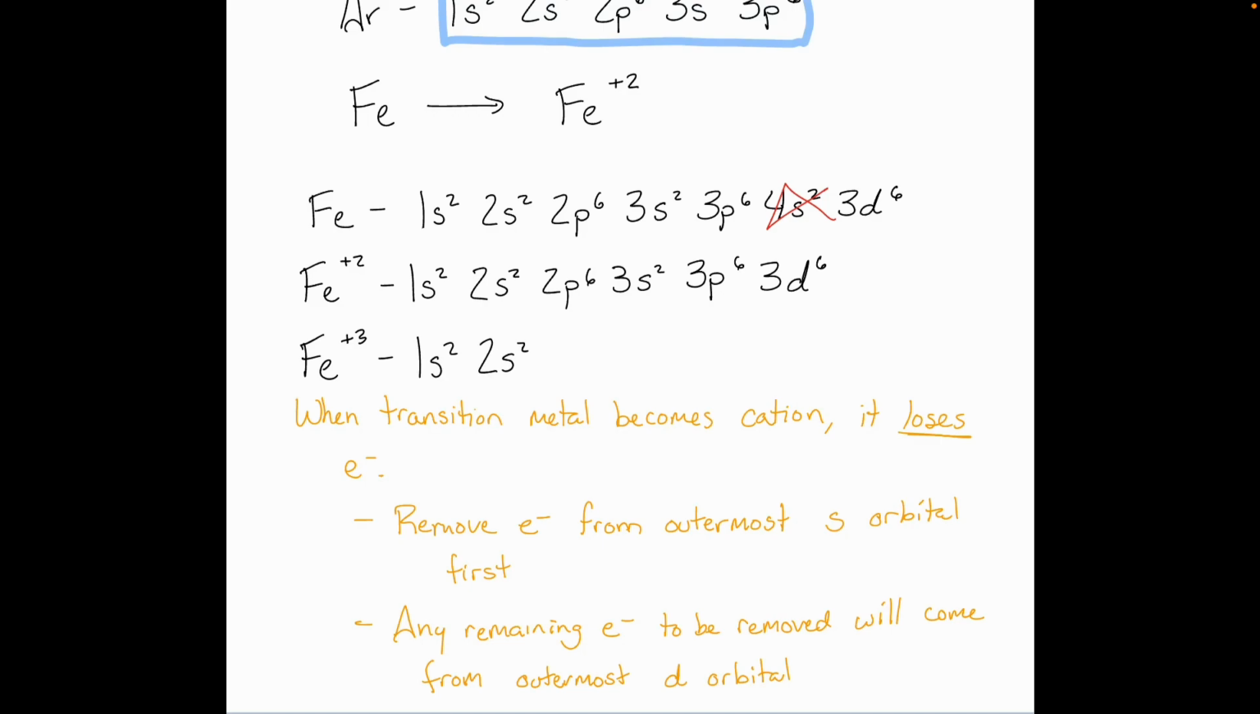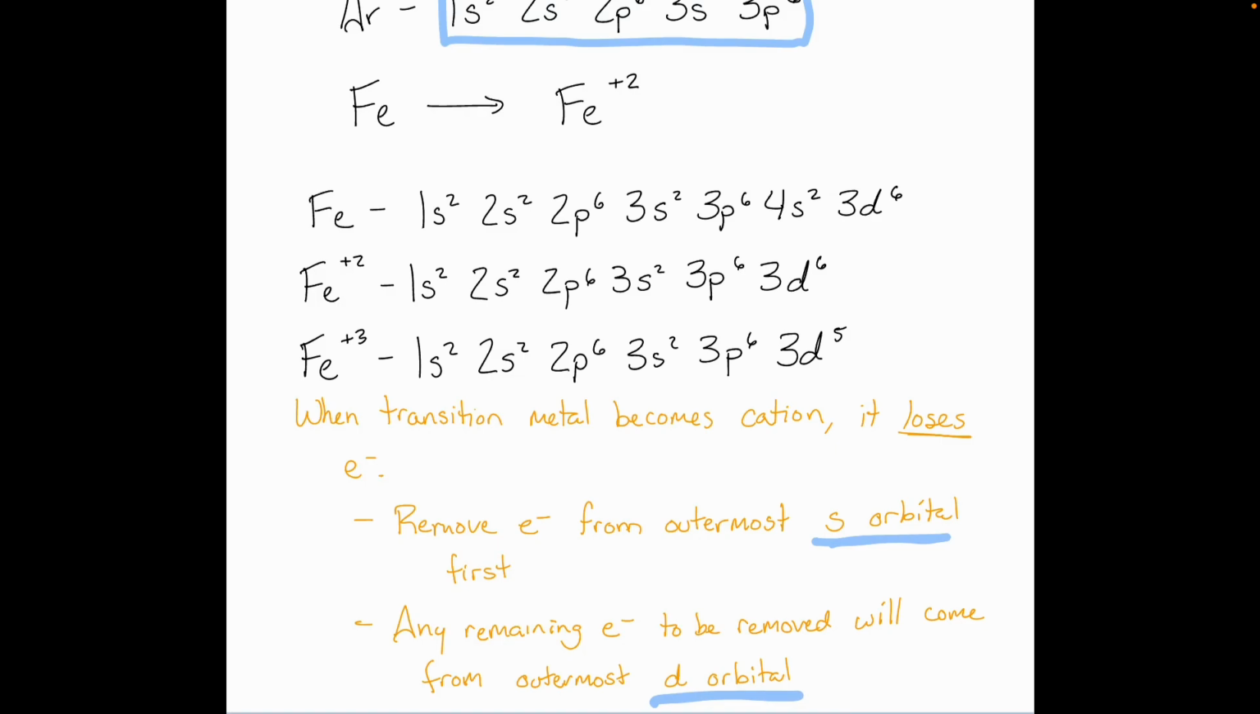All right, so 1s2, 2s2, 2p6, 3s2, 3p6, 3d5. Cool, so we get our electron configuration for our metal, and then we're going to start pulling electrons away to make these ions. Again, we're first going to remove from that last s orbital. Anything that we still got to take away, we'll take away from that last d orbital.